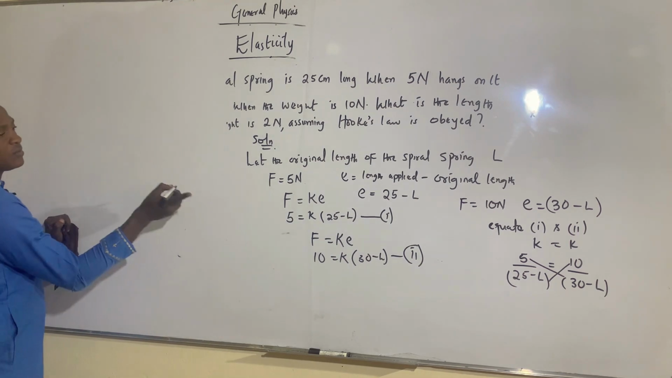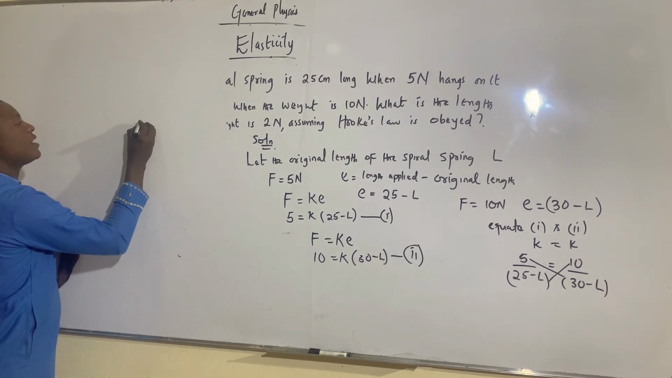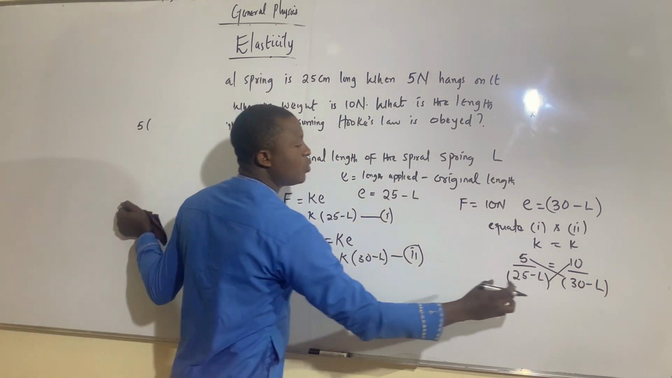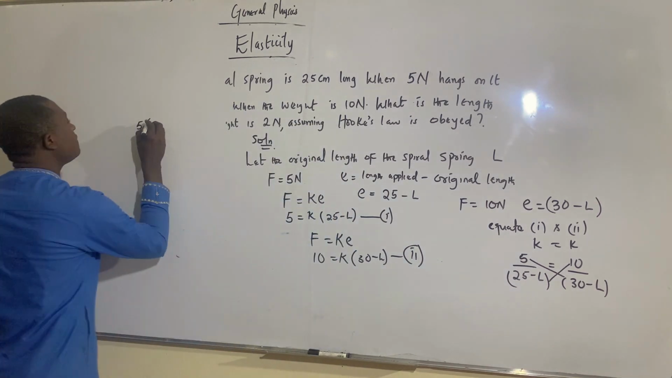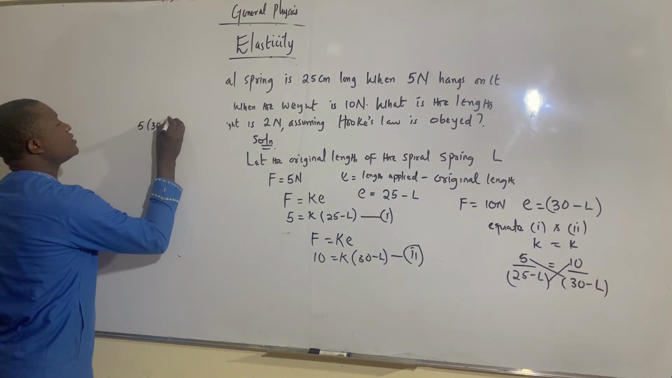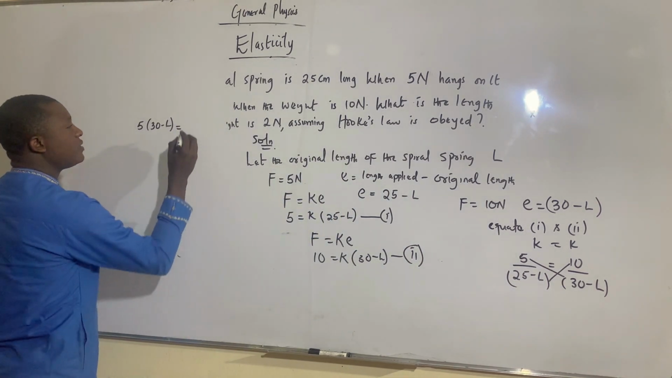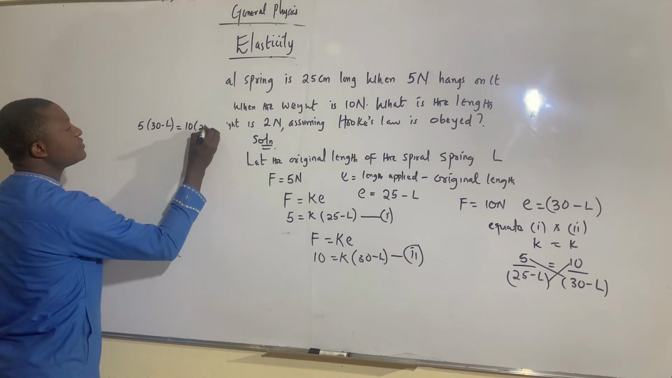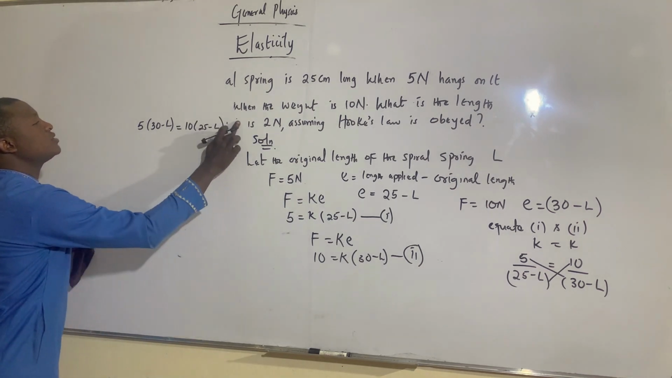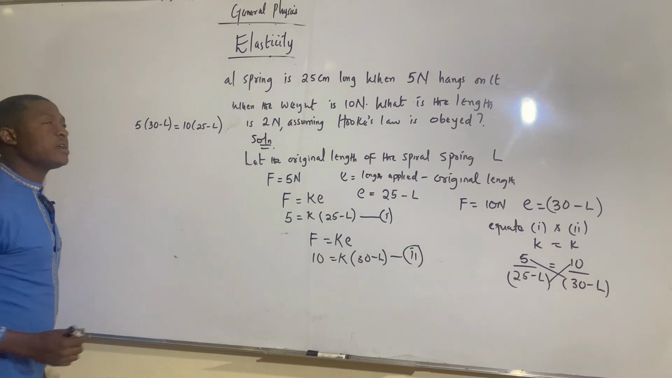Now, if you cross multiply there, we are going to have 5 bracket of 30 minus L is equal to what we have on the other side, 10 bracket of 25 minus L. So the next step is to open the bracket.